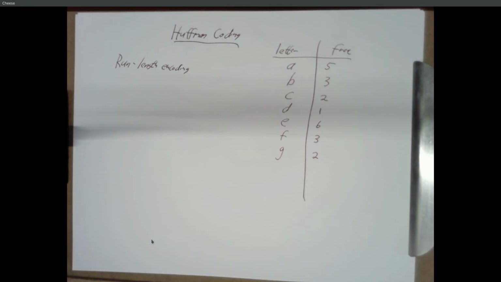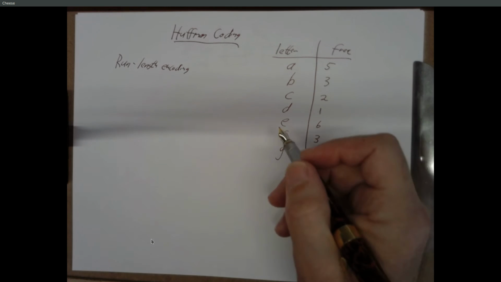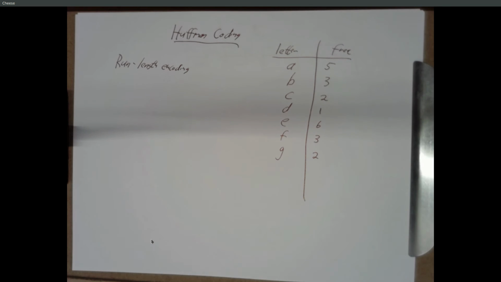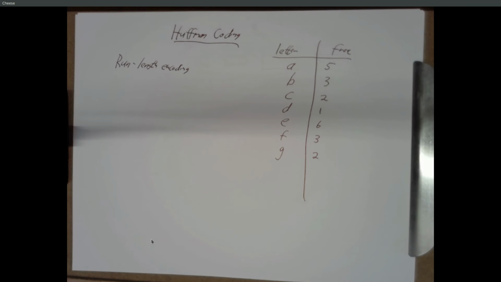So we've got a simplified alphabet with only 7 letters, and E is the most frequent letter, followed by A, followed by B and F, who have similar frequencies. C and G have slightly lower frequencies, and D is the least frequent letter. So we have 7 letters. We could use 3 bits to code this information, and that would give us unique codings for each of these, plus we'd have space left over for another one.